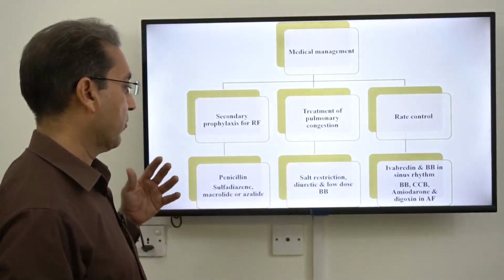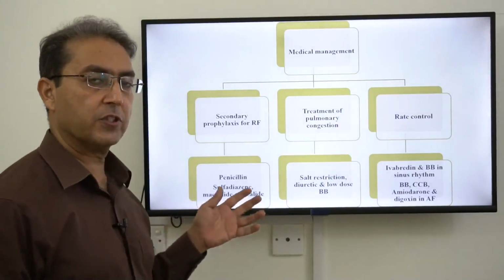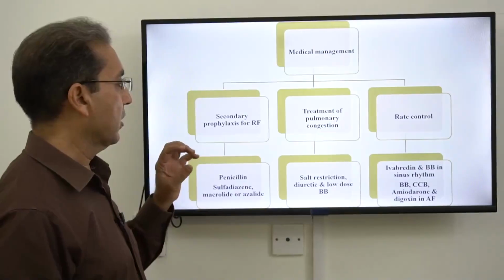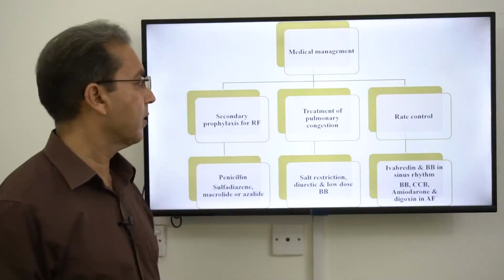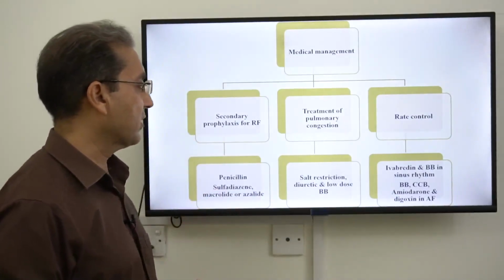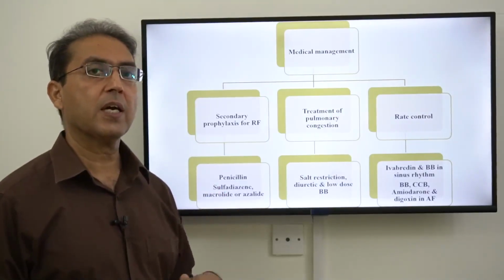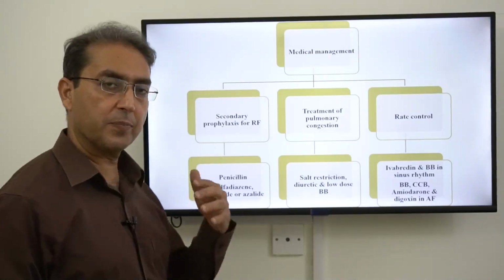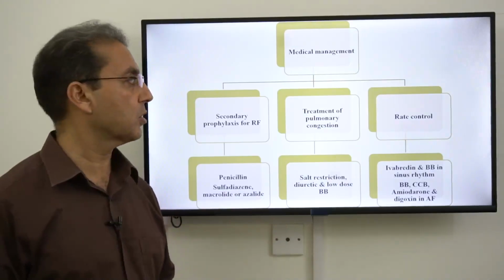Antibiotics used for rheumatic fever, that is penicillin, sulfadiazine, or macrolides or azolides, which are used for rheumatic fevers. The detail of this antibiotic prophylaxis can be seen in the lecture on rheumatic fever. So the secondary prophylaxis of rheumatic fever halts the progression of mitral stenosis, and it may be very useful because repeated episodes of rheumatic fever can worsen the existing mitral stenosis.